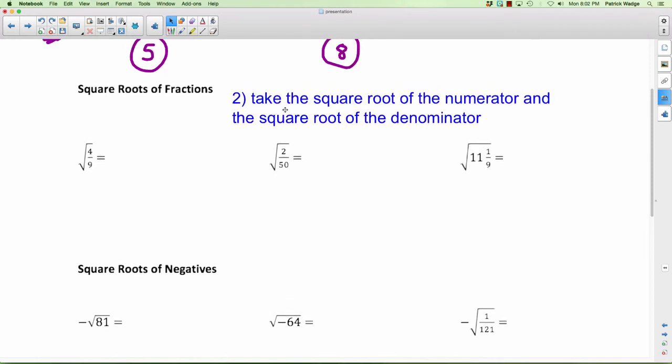Step 2 is take the square root of the numerator. You know what the numerator is? It's the top number in the fraction. And the square root of the denominator, the bottom number in the fraction. That's it. That's all you do. So we're going to start. We'll do this one here.